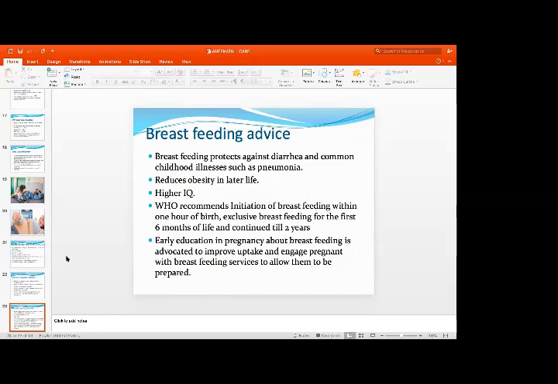The breastfed babies have a higher IQ level. So what WHO recommends is that breastfeeding should be initiated within 1 hour of birth, and exclusive breastfeeding is done for the first 6 months of life, in which we will give nothing, only and only breast milk, and it is continued till 2 years of life. Early education during pregnancy about breastfeeding is advocated to improve uptake and engage the pregnant lady with breastfeeding services to allow them to be prepared. So during this time, we must prepare the mother for breastfeeding in the puerperium.